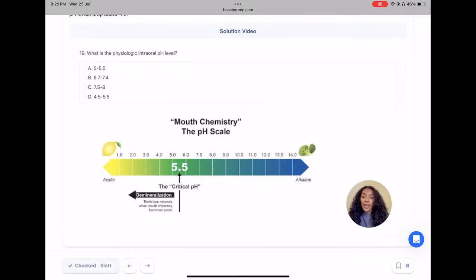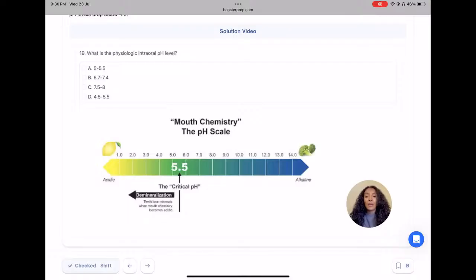The intraoral pH is within the range of 6.7 and 7.4. So this is a number that you'd want to remember. This is when the intraoral environment is stable and healthy, and there's little incidence of decay and little to no calculus. So looking at our options, option A reads 5 to 5.5.